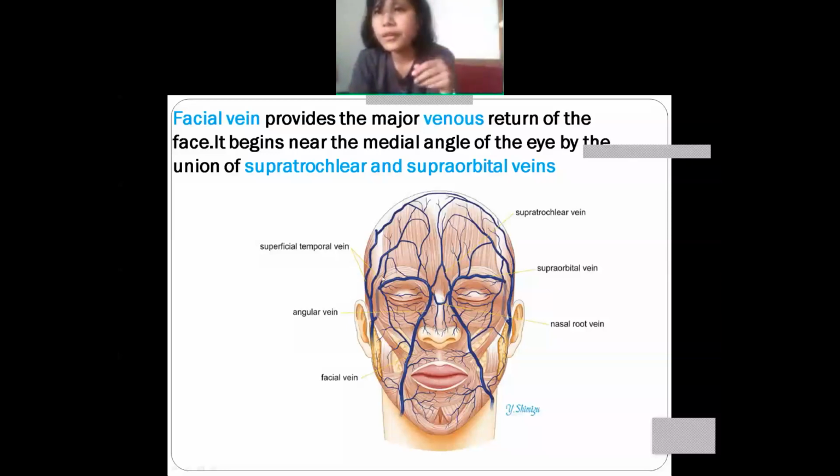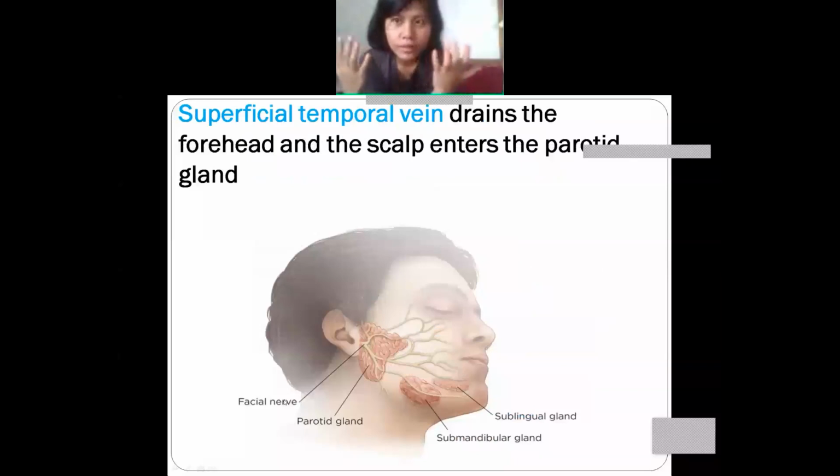Okay, superficial temporal vein. The superficial temporal vein drains the forehead, meaning whatever deoxygenated blood comes out from the head, from the forehead, from your scalp, will enter where? They will enter the parotid gland, which you will find on both these two sides.